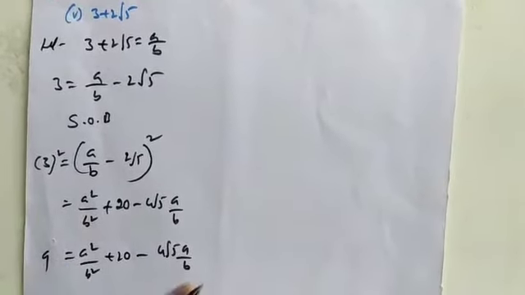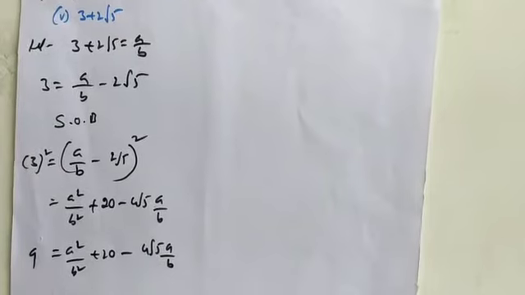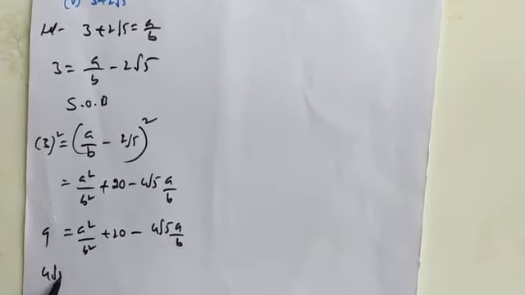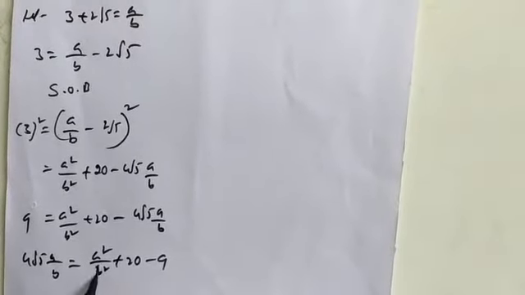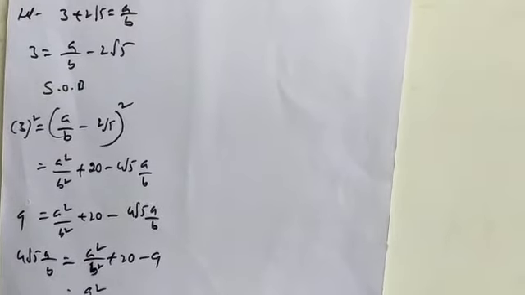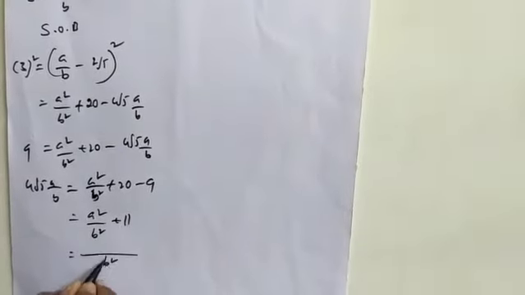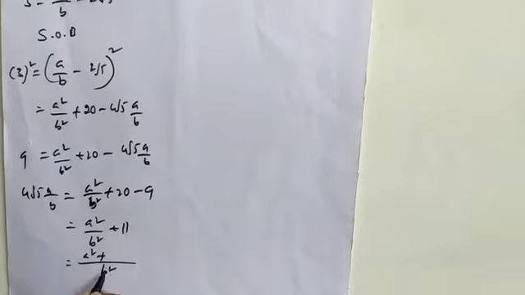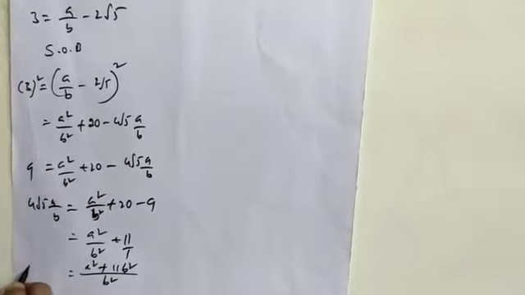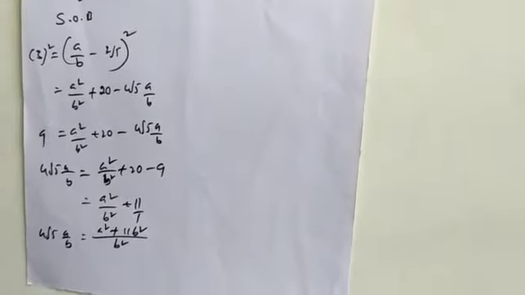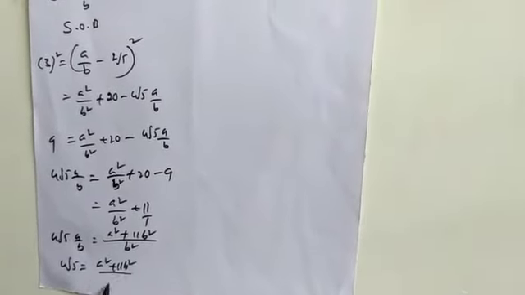3 square means 9. The 9 transfers to the right side, and minus 4 root 5 a by b transfers to the left side, therefore the sign will be changed. Therefore 4 root 5 a by b is equal to a square by b square plus 20 minus 9. 20 minus 9 means 11. What is the LCM? b square. So a square plus 11b square divided by b square. Therefore 4 root 5 is equal to a square plus 11b square by b square, divided by a by b.